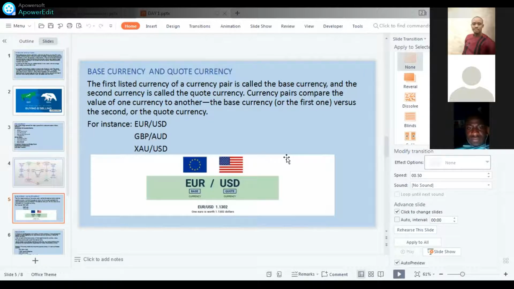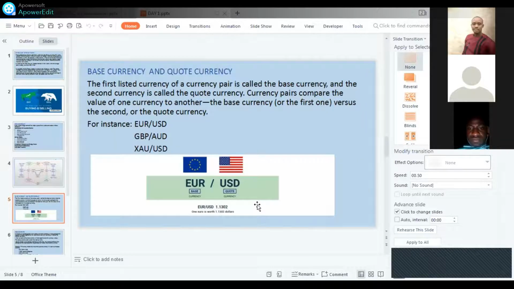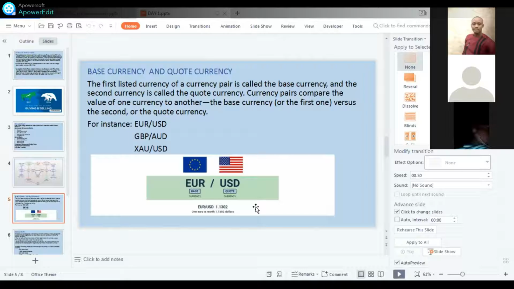XAU/USD. I want the class to make use of the chat box. You know, in those days, for those of us that are science inclined, we are told that gold has a symbol of AU and silver has a symbol of AG. Can you tell me the base currency and the quote currency for XAU/USD? Use the chat box quickly. I'm just going to give you 2 minutes because I still have to talk about some things.